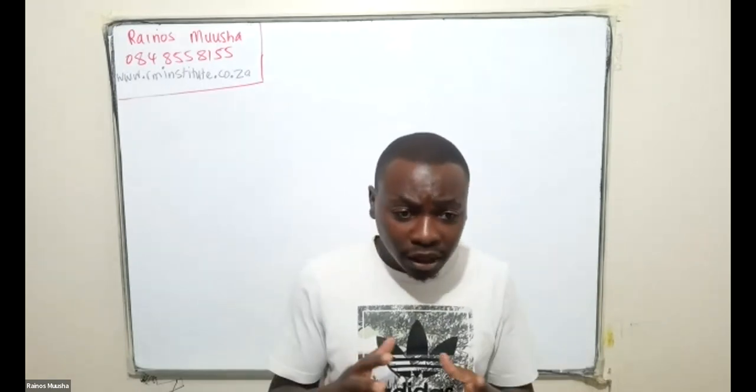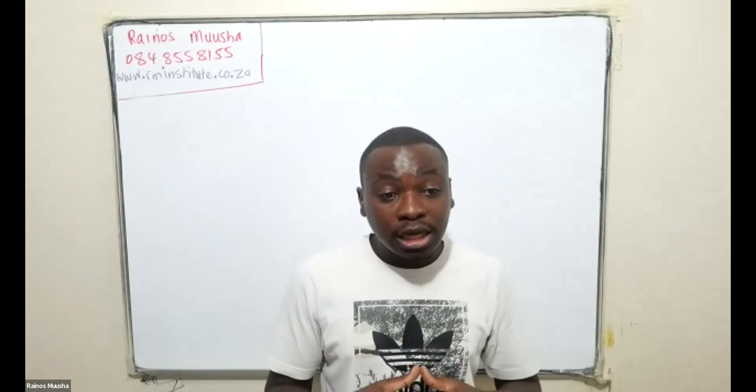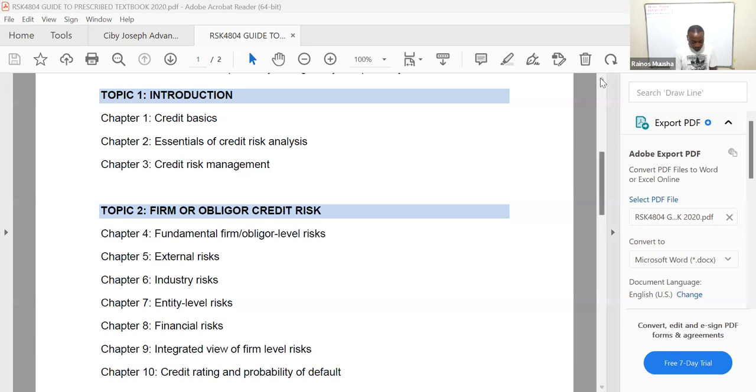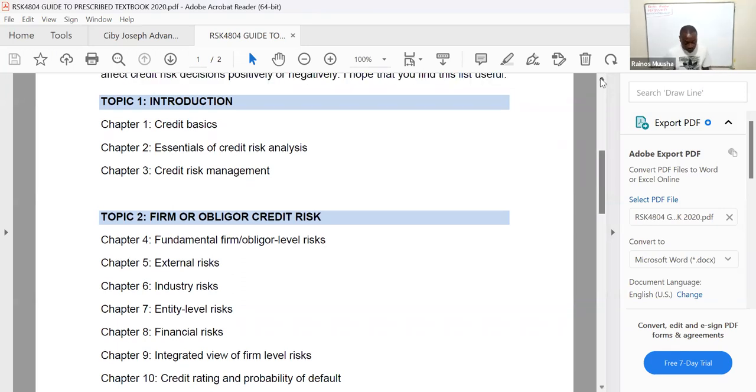So today, our agenda is to go through the different study units for the curriculum. If you check the study guide, you'll see that we are going to start off with topic one, which looks at introduction to credit risk management. When we go through the different chapters, we are going to be concentrating on the textbook by C.B. Joseph.